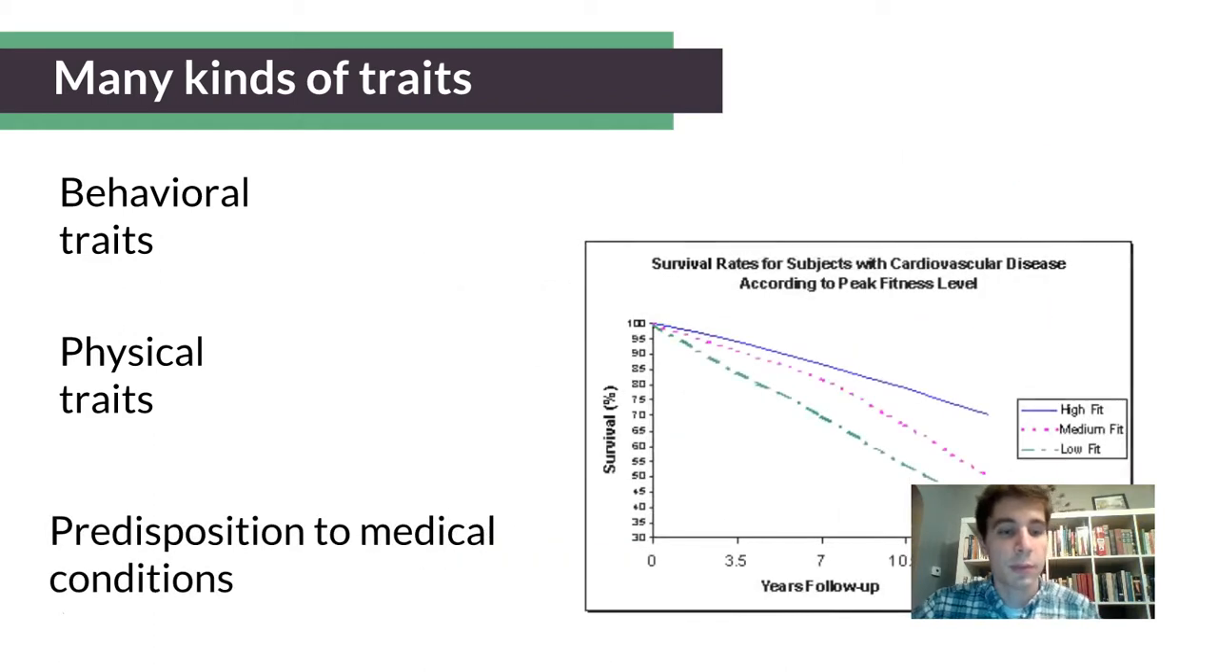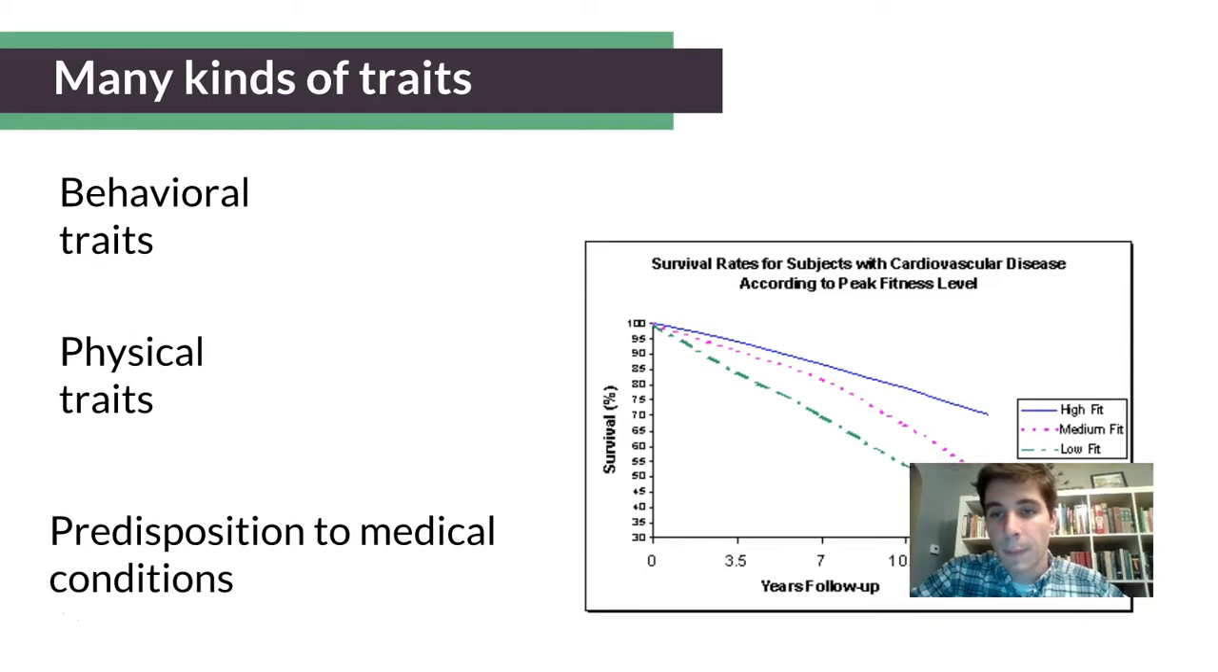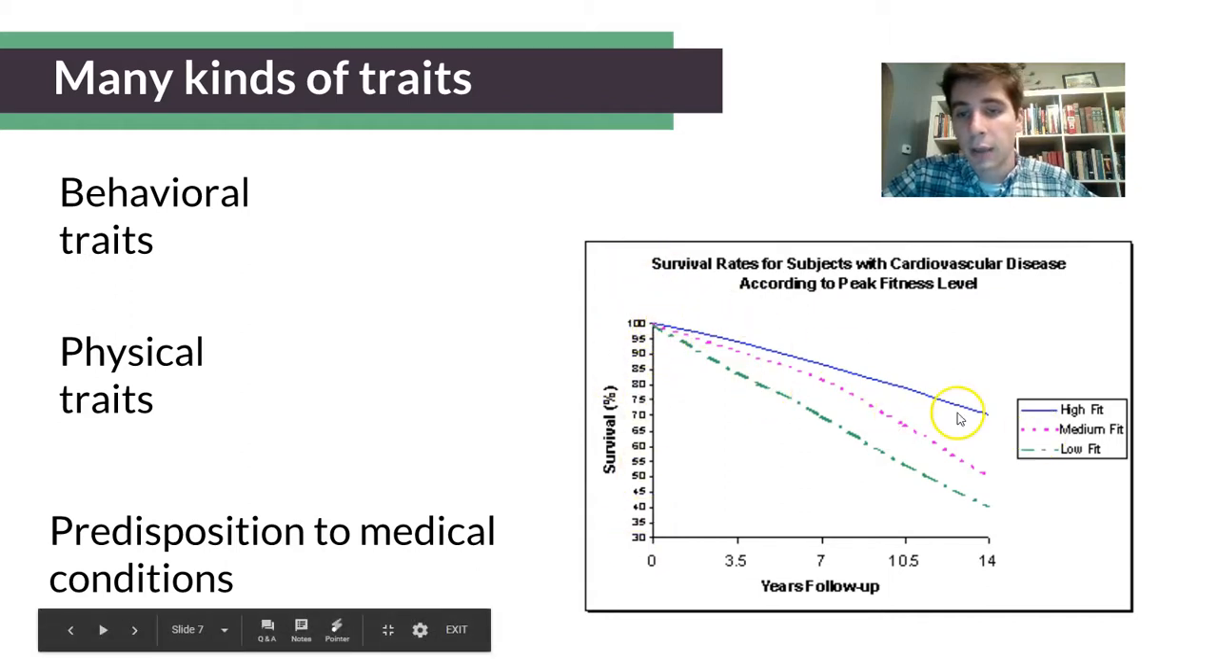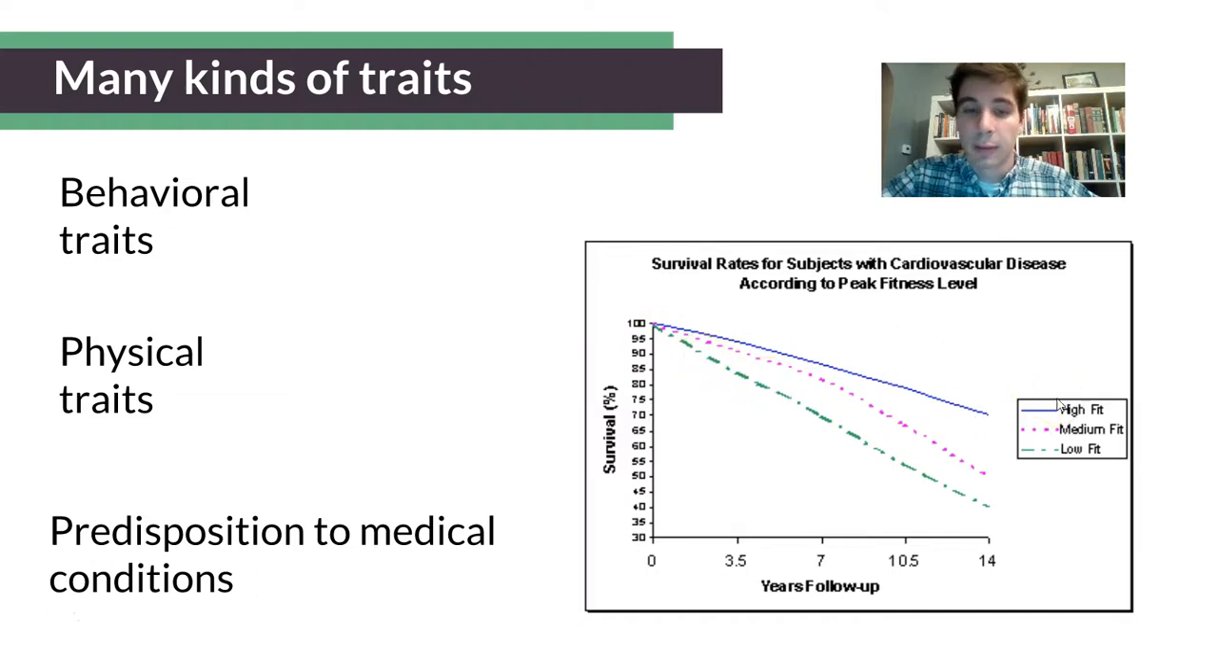The last one, predisposition to medical conditions. This one's a little different. We're looking at people with cardiovascular disease, which is like heart disease. And then looking at, okay, so they may have had a heart attack at year 0 here. And then what is basically their survival rate based on how fit they are and how fit they stay. So what this is showing us is that people who were able to stay fit and do lots of exercise had a higher survival rate 15 years later than people who were not able to do any exercise. That's what this graph is showing us.